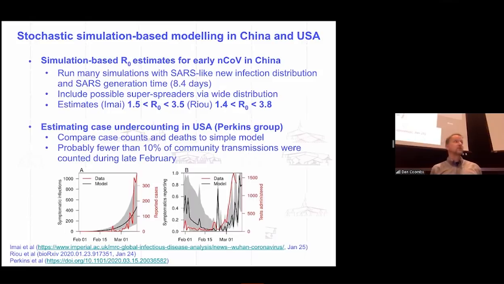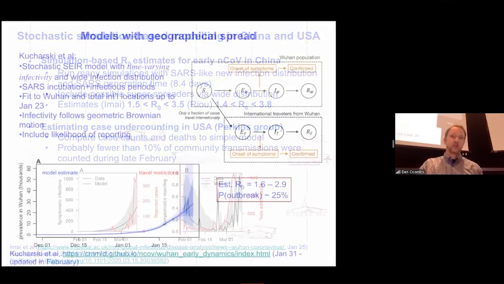The interesting thing about the model that I haven't shown is that it matches the deaths very well, and presumably the deaths were not underreported. Therefore, this gives them some additional confidence. And they're estimating that during late February, maybe the US was only detecting around 10% or less of community transmissions. So these are stochastic simulations being used to try to make inferences about the epidemic as it's running.